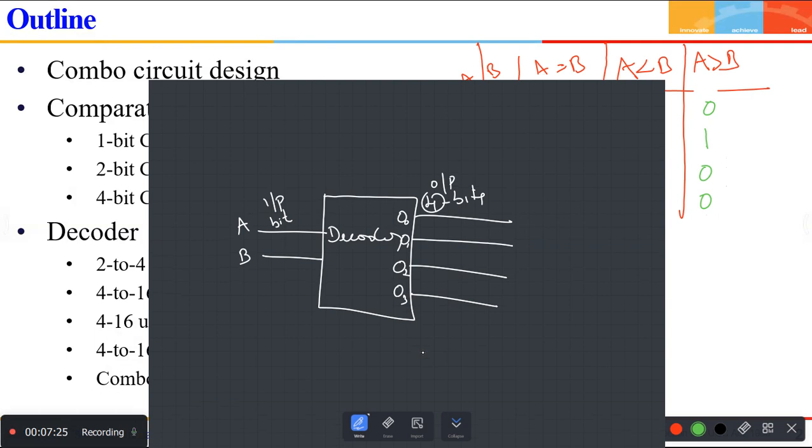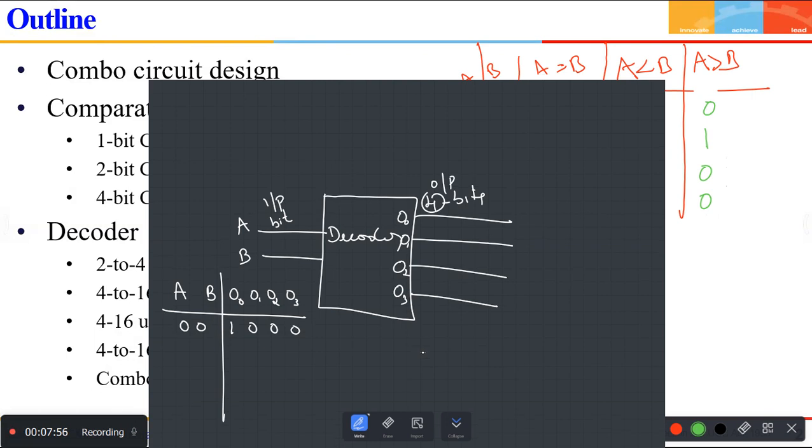Now, of course, as usual, when you have 2 inputs, how many combinations will be there? There will be 4 combinations. Now, how many outputs? O0, O1, O2, O3. Now, this decoder does a specific task of decoding. Whenever A and B are 0, 0, this O0 will become 1 and all other outputs will become 0.